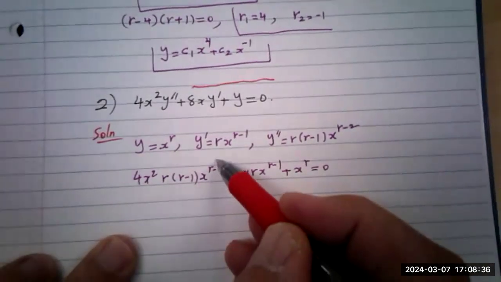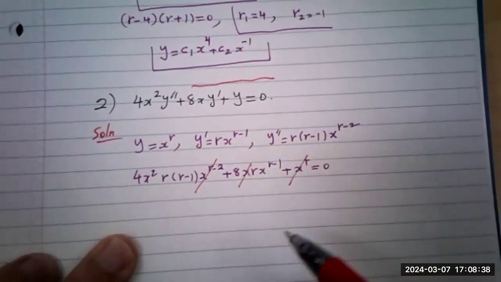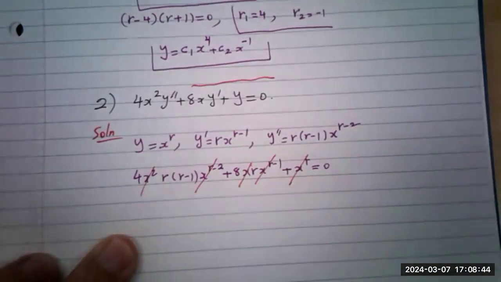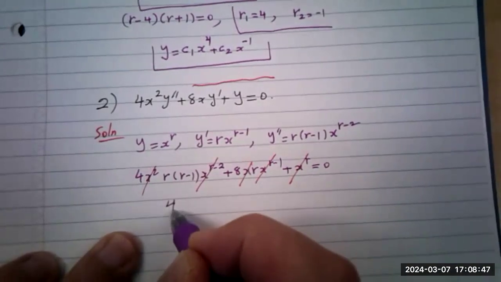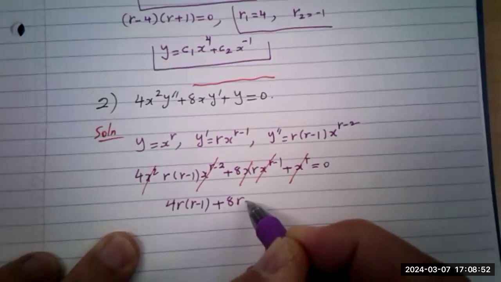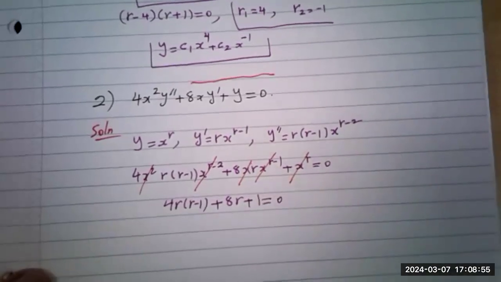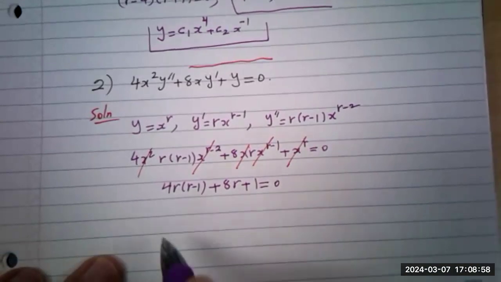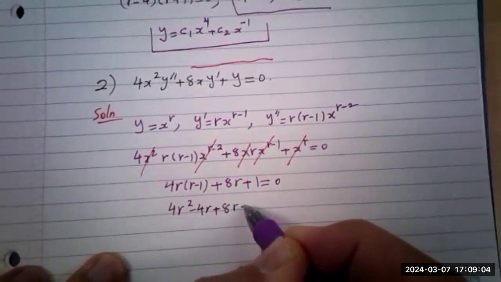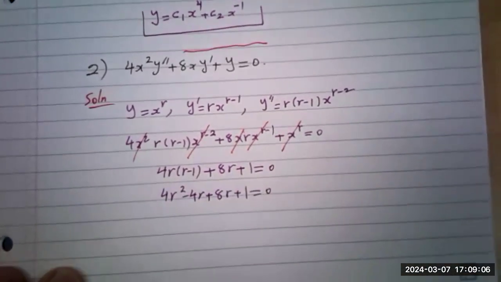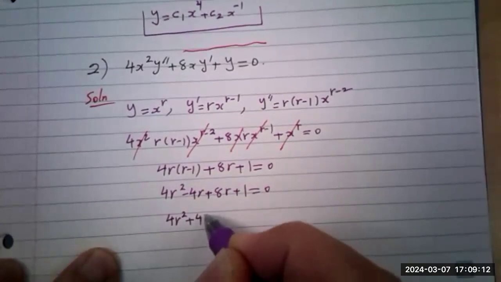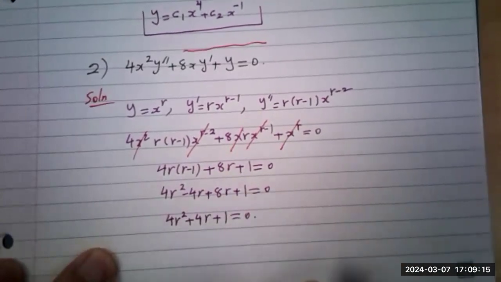Cancel out all the x's. The leftover is going to be 4r times (r minus 1) from the first one, 8r from the second one, and plus 1 from the last one. Simplify: 4r squared minus 4r plus 8r plus 1 equal to 0. Combine the like terms. That gives you 4r squared plus 4r plus 1 equal to 0.